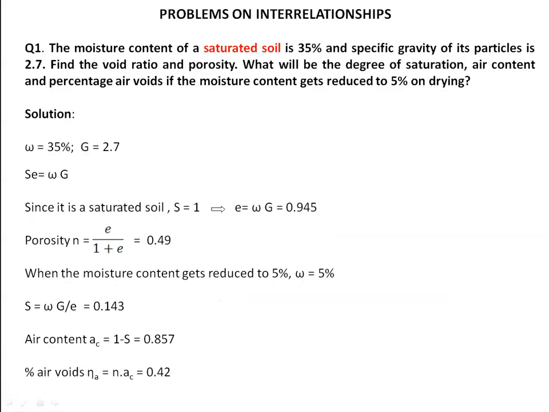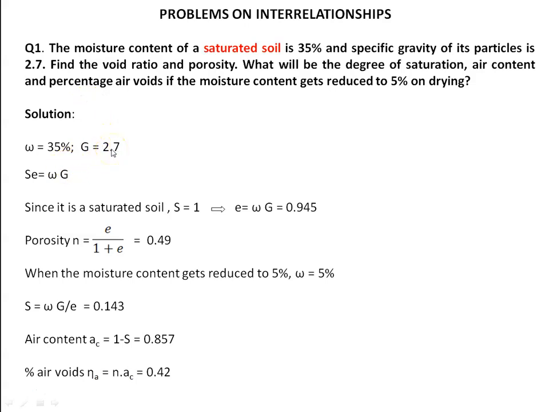The first problem is: the moisture content of a saturated soil is 35% and specific gravity of its particles is 2.7. Find the void ratio and porosity. What will be the degree of saturation, air content and percentage air voids if the moisture content gets reduced to 5% on drying? So here water content is given, which is 35%, and specific gravity is given.